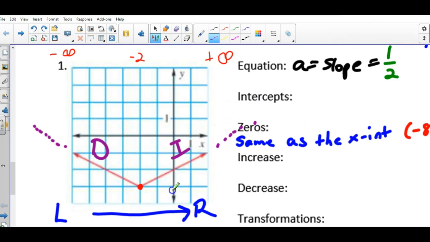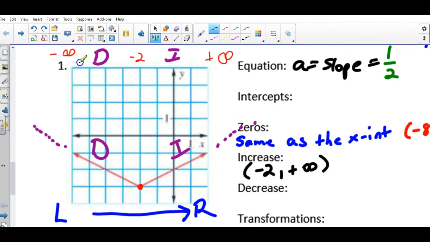Okay, so now we can actually describe this graph. We can say that right here, between this point right here is our decrease, because we're going down, and between this point right here is our increase. And then we just translate that into notation on our paper here. So for increase, what is the increase? From negative 2 to positive infinity.